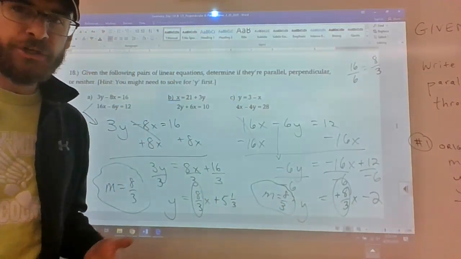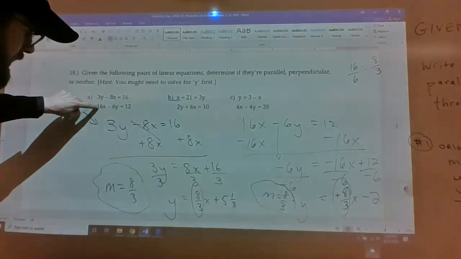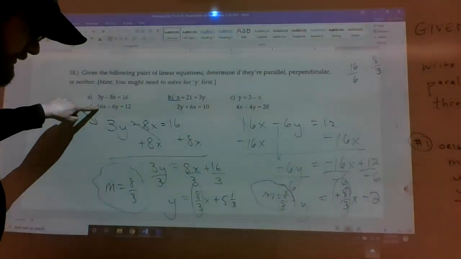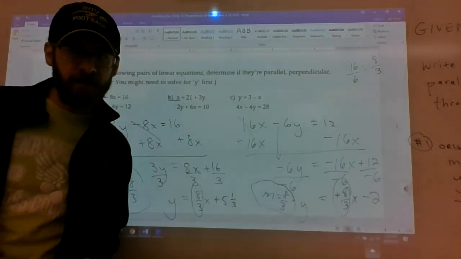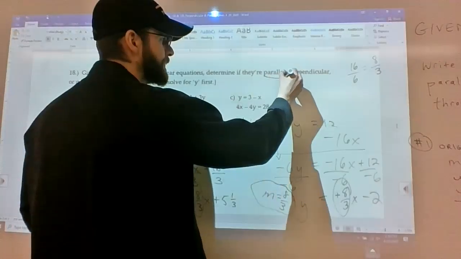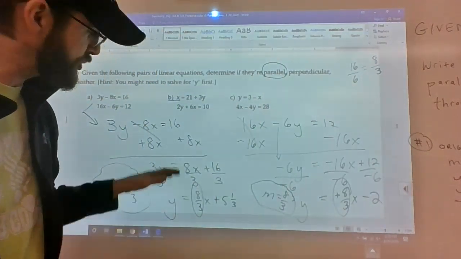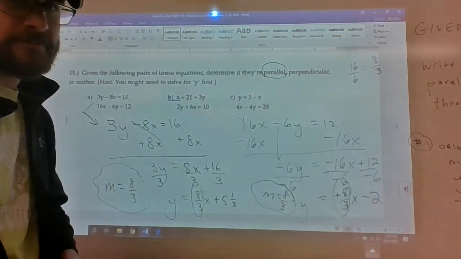All right. Conclusion. m for the first one, 8/3. m for the second one, 8/3. Are the two lines parallel, perpendicular, or neither? They're parallel. That's just part A.